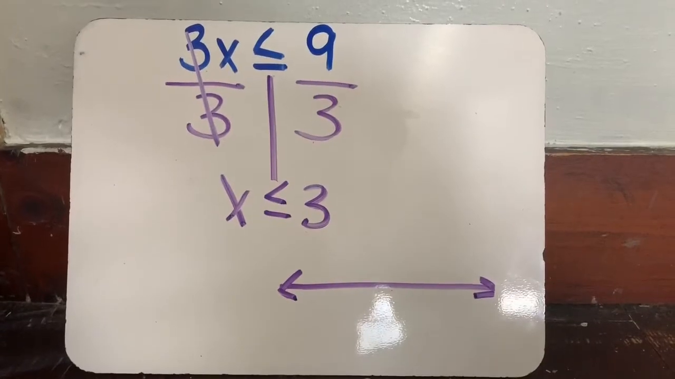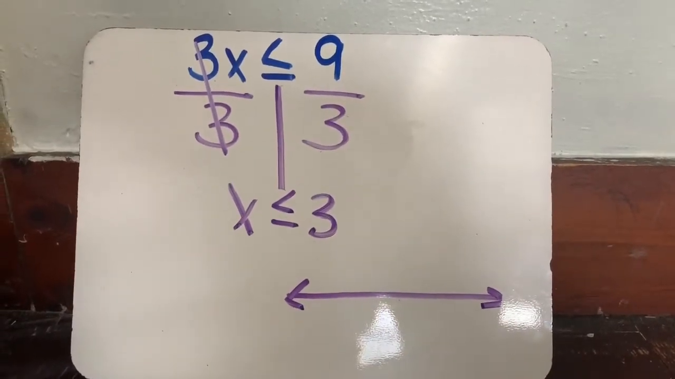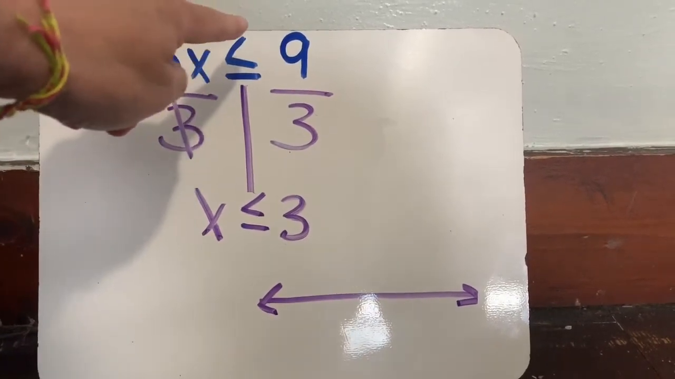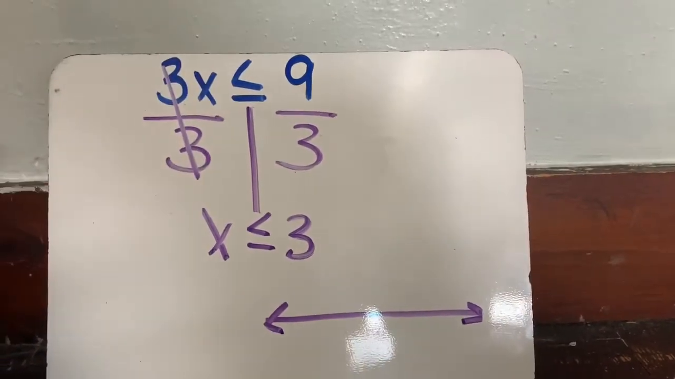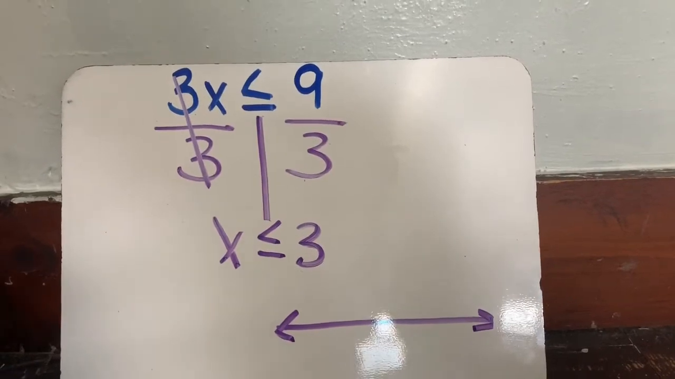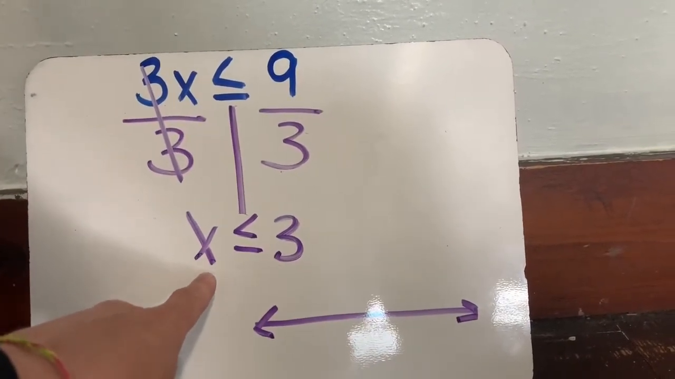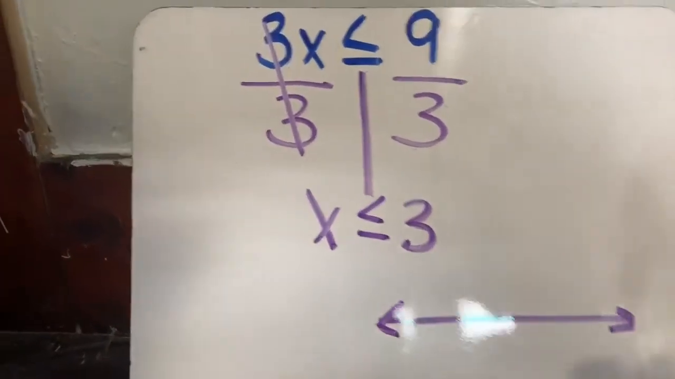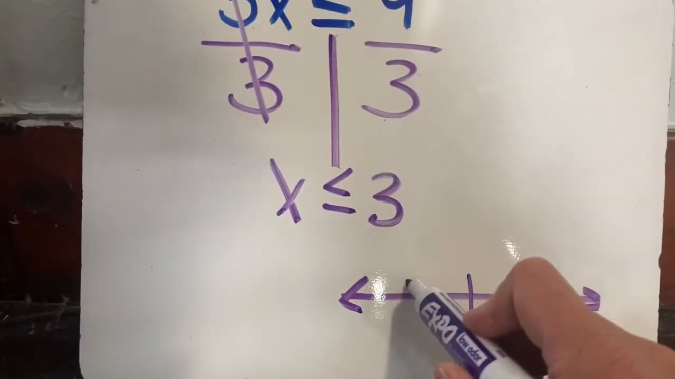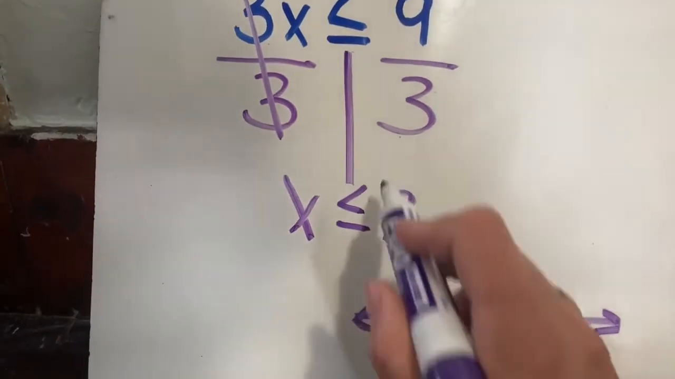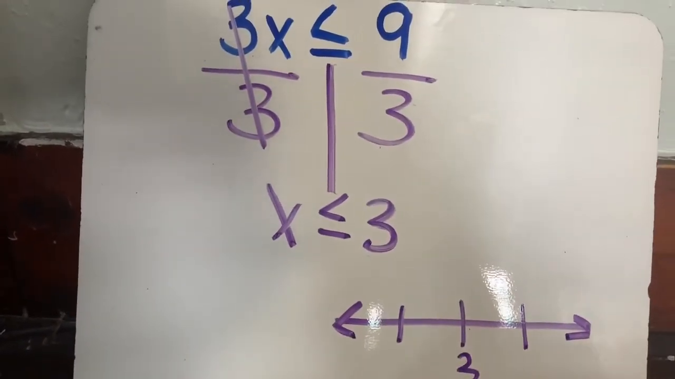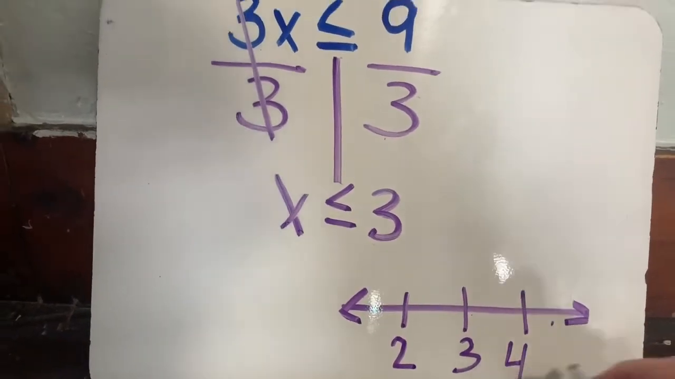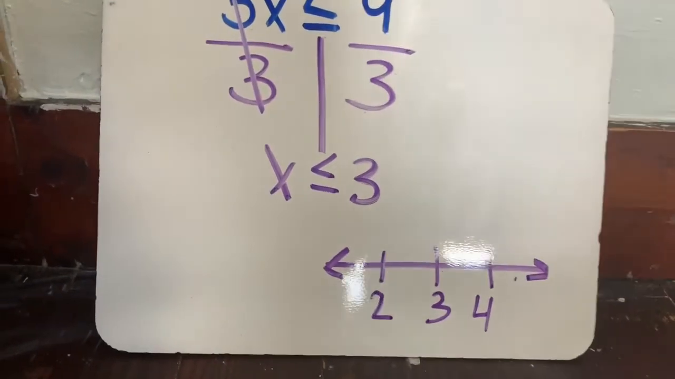Okay, here I have a one-step inequality that I solved. They said the mystery number was multiplied by 3, and that's going to get me an answer less than or equal to 9. I divided by 3 on both sides. I have my answer that my mystery number is lower than or equal to 3. So to show that on my number line, I like to just do 3 numbers. The number that I get, 3, and the number lower and the number higher. So I kind of know what I'm dealing with on my number line.